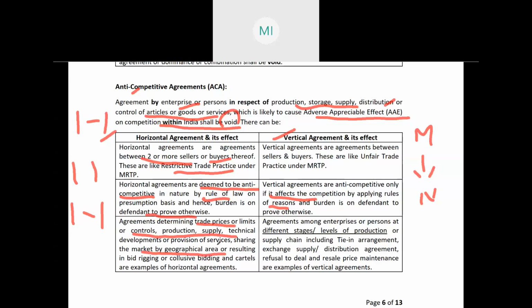We will just discuss this in detail. As of now, remember these kind of agreements can be a horizontal agreement. These are examples, like bid rigging and collusive bidding and cartels. These are very important questions which are repeatedly asked in the exam. We'll discuss this in the next slide.